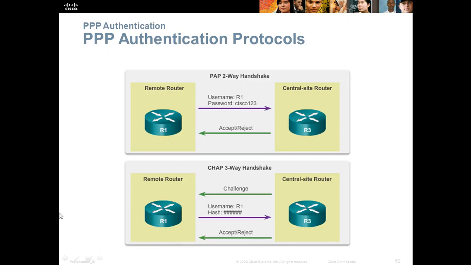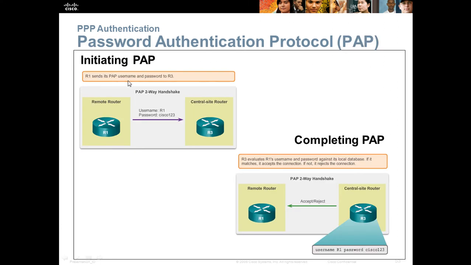Point-to-point authentication protocols. We have Password Authentication Protocol, known as PAP, and Challenge Handshake Authentication Protocol, which is known as CHAP. Initiating PAP, router 1 sends its PAP username and password to router 3, and router 3, once it receives this information, evaluates the router 1 username and password against its local database. If it matches, it accepts the connection. If not, it rejects the connection.